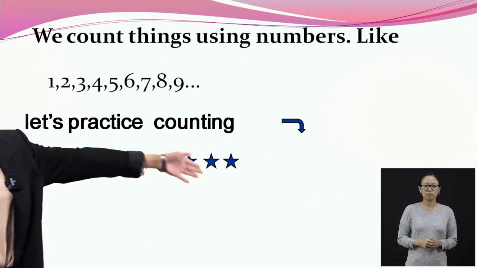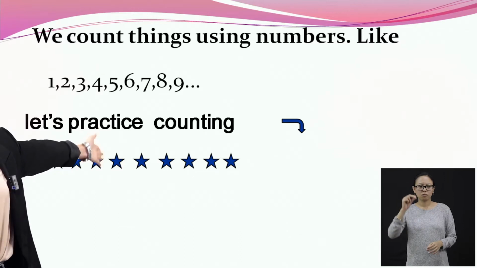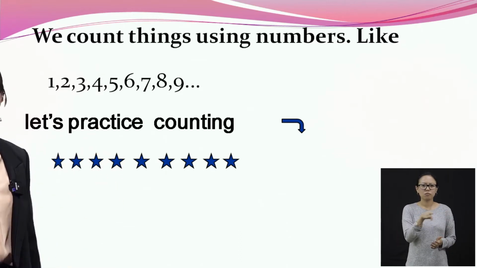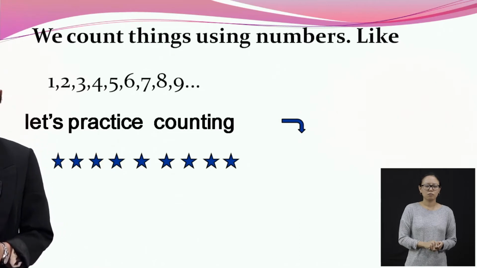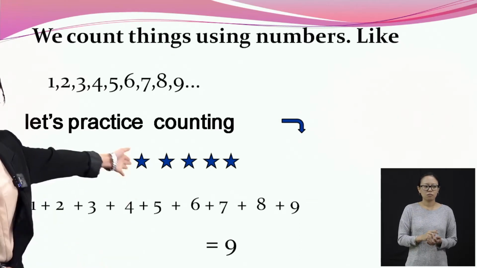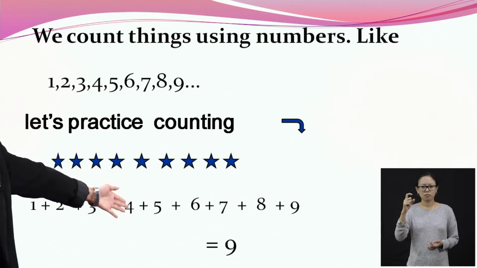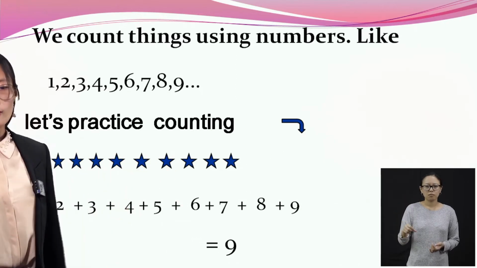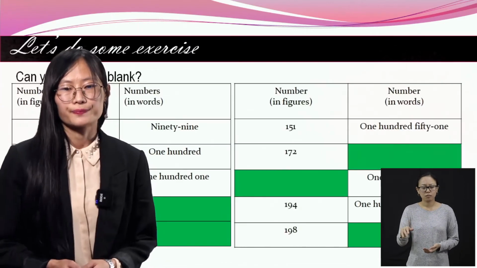Here, there are so many stars. How do we know how many stars there are? Only by counting will we know. So let's start counting. 1, 2, 3, 4, 5, 6, 7, 8, and 9. So there are 9 stars here, and only by counting do we know that there are 9 stars.